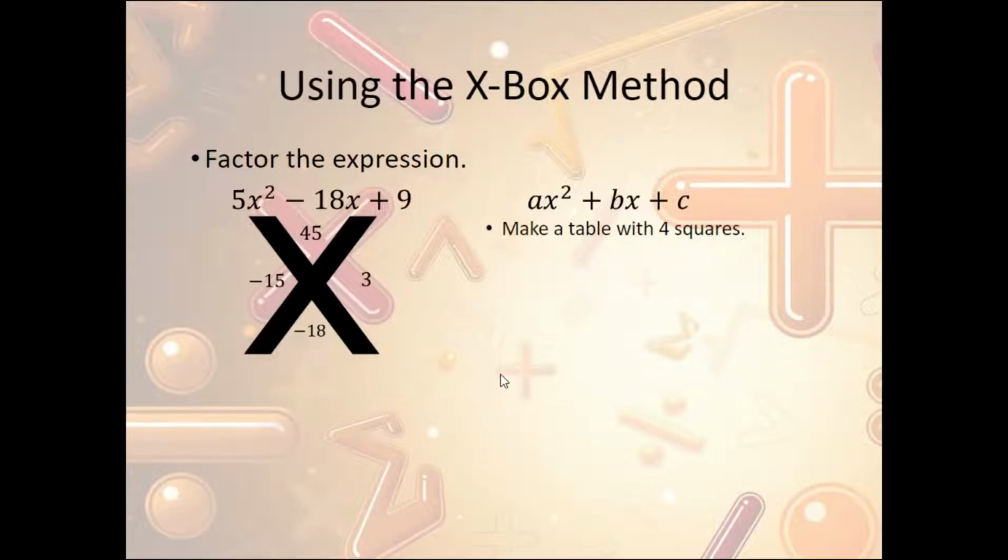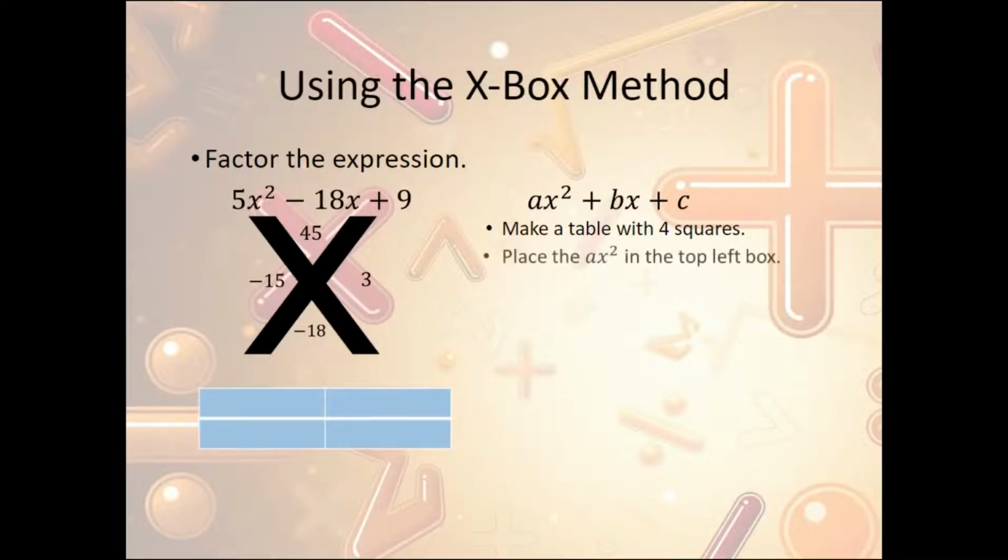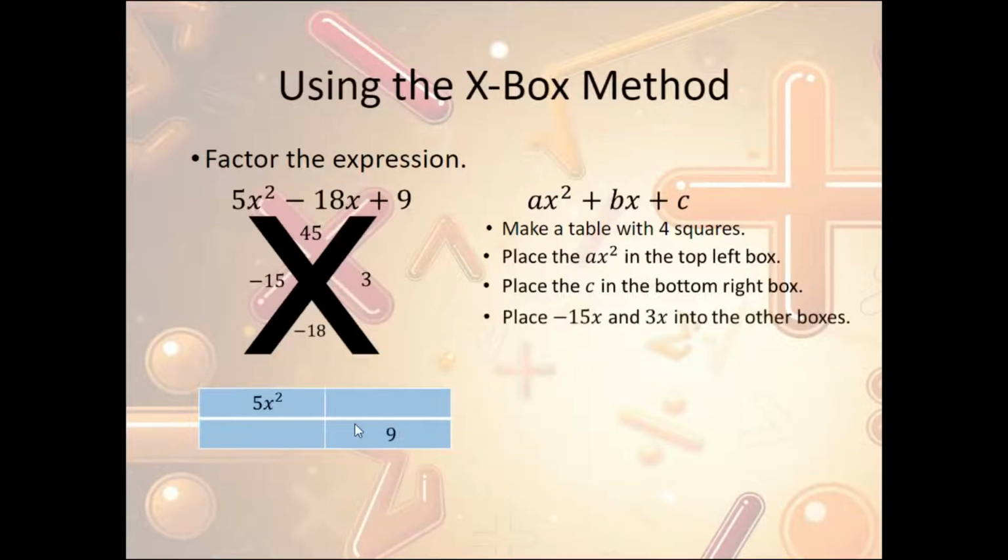Now we're going to do the box part. So we're going to make a table with 4 squares, just like this. And we're going to place ax squared in the top left box. So that's 5x squared. So that goes here in the top left. Then in the bottom right, we're going to put c, which is 9. So that goes there. Now we're going to place negative 15x and 3x into each one of the boxes. And it doesn't matter which one you place it in. So we'll put negative 15x there and 3x here.